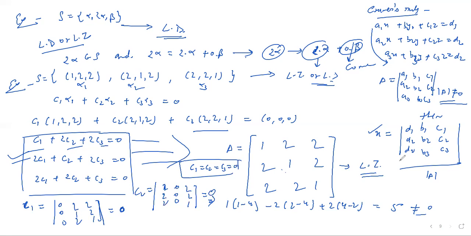So by Cramer's rule, we can easily check, by finding the determinant, whether this will contain a proper solution or not. Okay, let's see another example. Firstly, we have to erase.